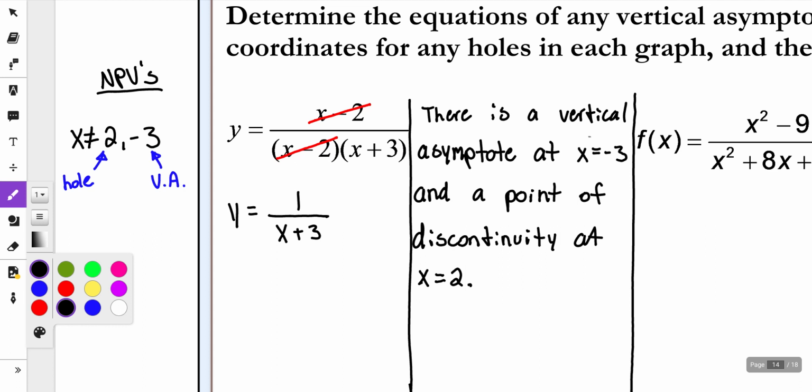I said at the beginning of the day, the concept's not that hard today. That's not bad, right? If it simplifies out, we call it a hole. Otherwise, it's a vertical asymptote.